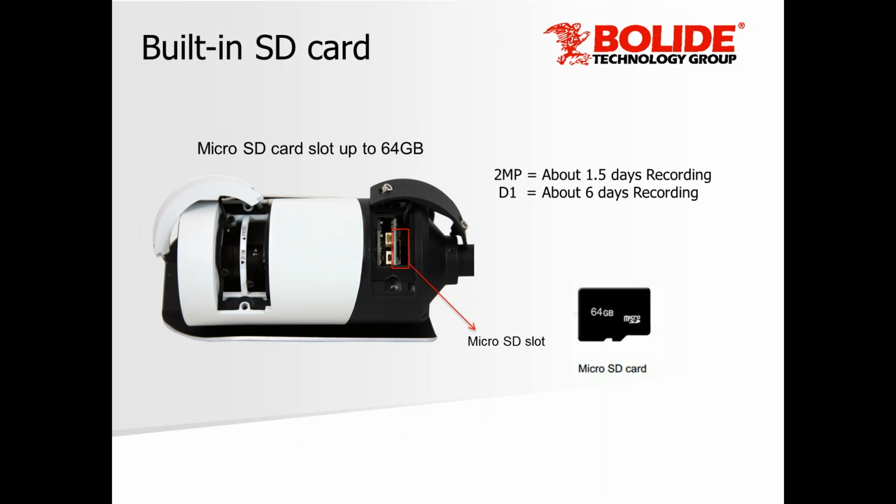Now, 64 gigs, a lot of people might ask, well, how much is that going to give me? Well, typically on a 24-hour recording, you get about a day and a half at a 2 megapixel. But at D1, up to 6 days of recording. So you can get some time out of it. And, you know, streams come into play. You can have it record stream 2, you get even longer, depending on how you configure your streams. And this picture shows where the SD card slot is located in our bullet cameras, underneath the camera.